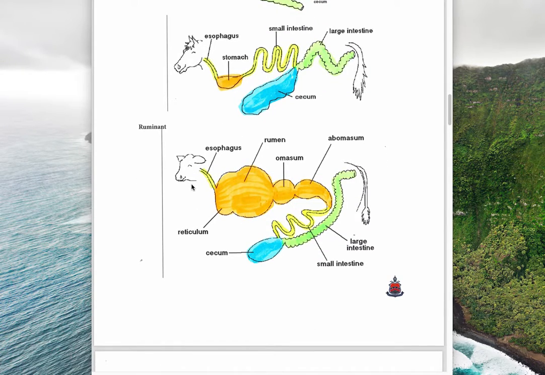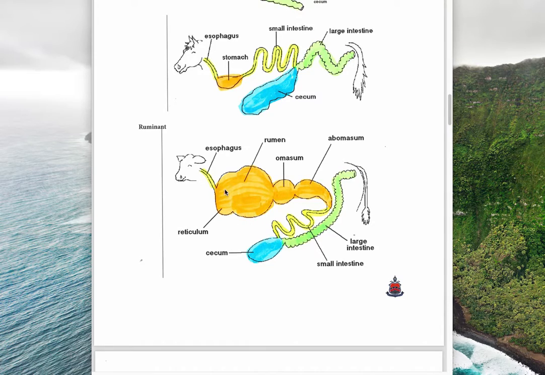It's exactly the same. We have the esophagus, of course, and then we also have the rumen first, then the reticulum, the omasum, and the abomasum. Now, this is sometimes referred to as four stomachs, sometimes referred to as one stomach with four chambers or four compartments. Either way, there's four parts to this stomach, or the stomach area of the ruminant.